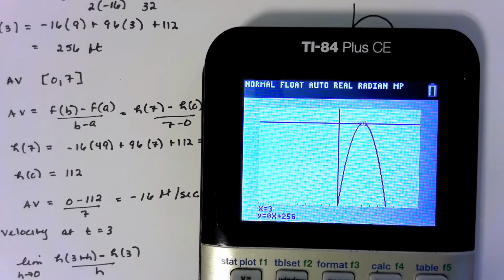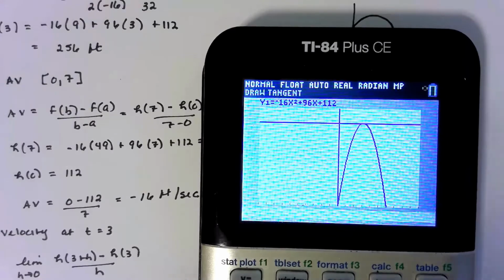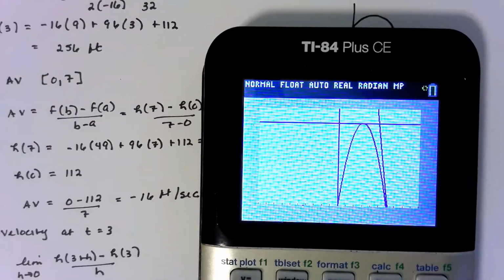And then in part D, guess what? You want to find the velocity at 7. You could do second, draw, tangent at x is equal to 7, and hit enter, and it's going to draw that tangent line, and your slope is 128.